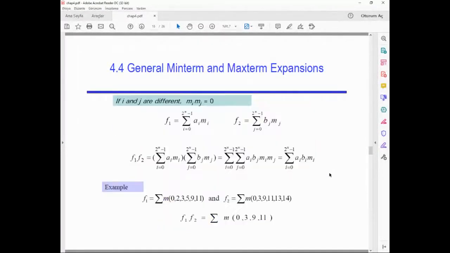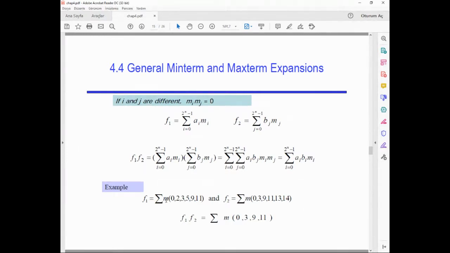So, what does it mean if we AND a min term and a max term? For example, if i and j are different, so mi and mj, if different, it means 0, right? Because one of them is 1, one of them is 0. So there is a 0 in the AND gate. It means it equals 0.